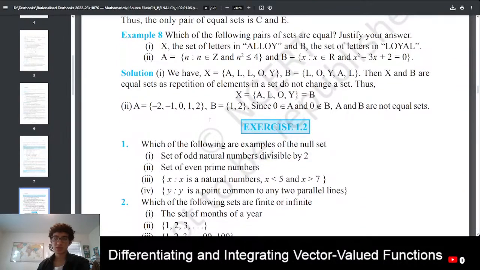Example 8. Which of the following pairs of sets are equal? A, the set of letters in alloy, and B, the set of letters in loyal. Both of them have L-O-Y-A. That's it. The L's are repeated. So those two would be equal.